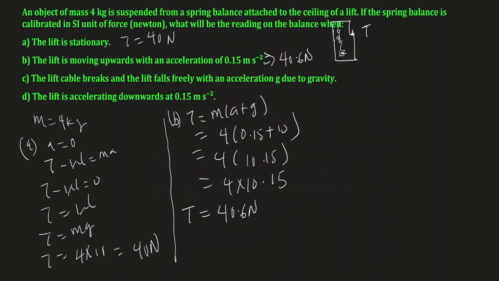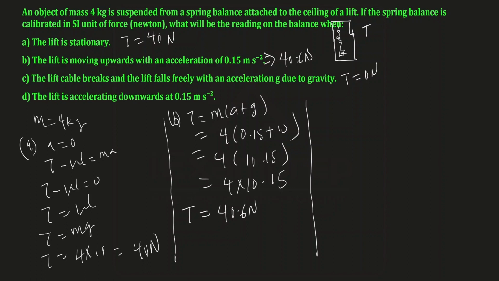Now the third question is, the lift cable breaks and falls freely with an acceleration due to gravity. So as I said before, when it is falling freely, it is going to be falling under weightlessness, and then the tension is going to be equal to 0 Newton. So in this case, it's going to be zero Newton.